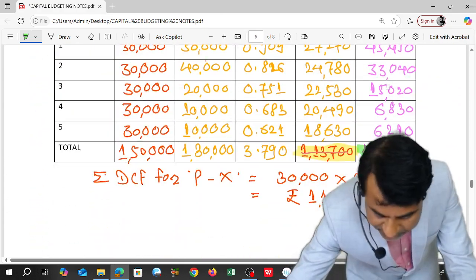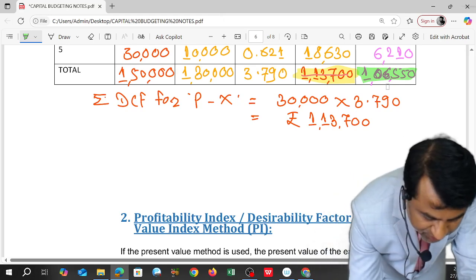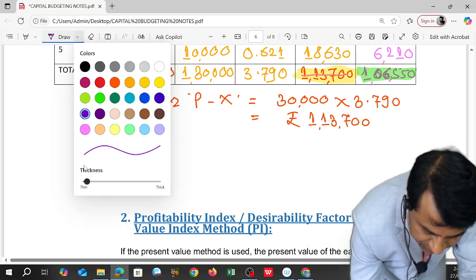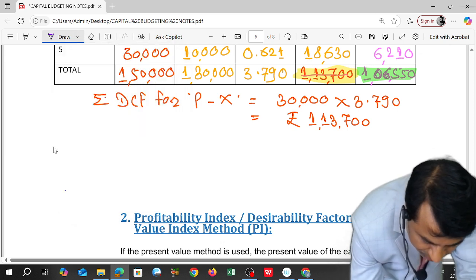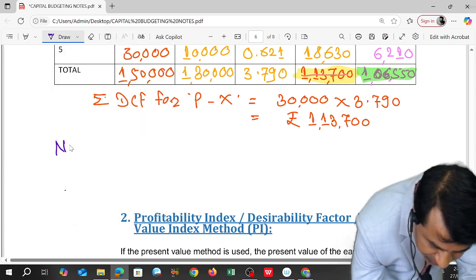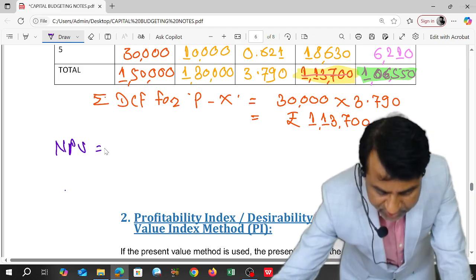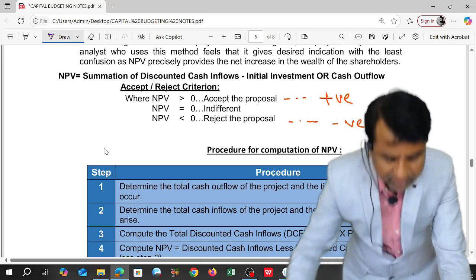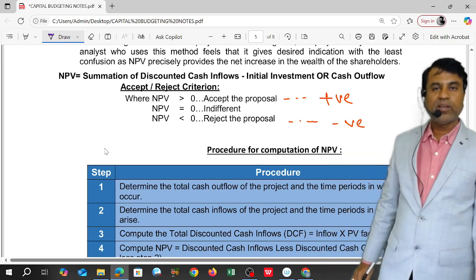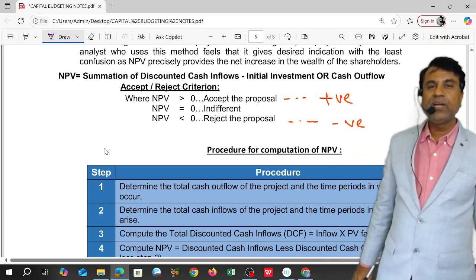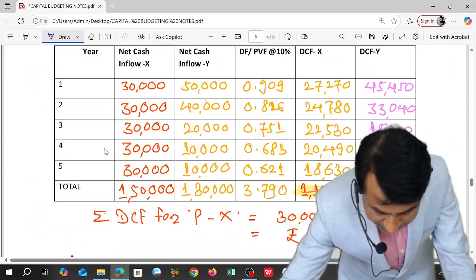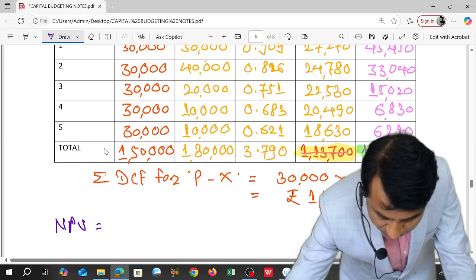So let's do NPV, and the formula for NPV is summation of discounted cash inflow minus cash outflow. I'm not writing the formula here because we just have seen the formulas which you can see here. This is the formula: summation of discounted cash inflow, whose total is available with us, and cash outflow or initial investment is 70,000 for this sum. So I am not writing the formula, but in the exam you will have to write it. Write down the formula without fail.